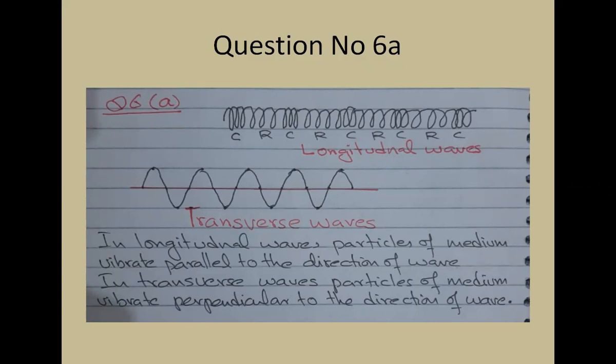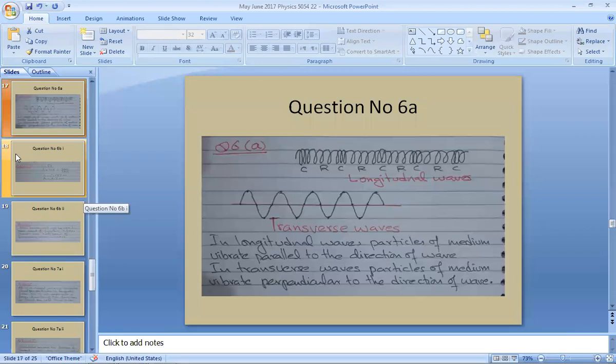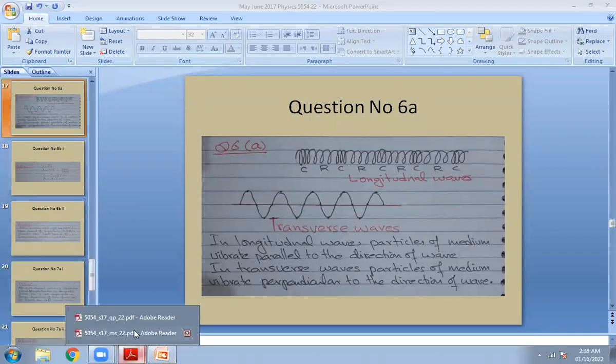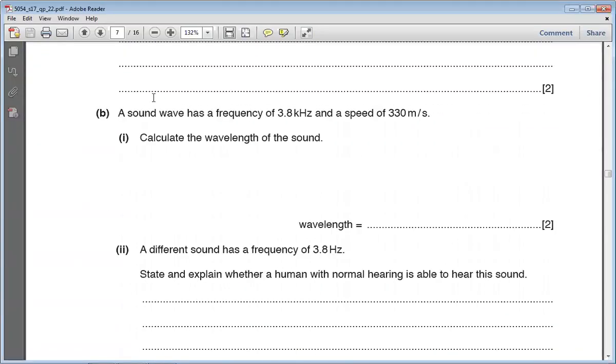Another difference you can write is that the longitudinal waves comprise compressions and rarefactions, whereas the transverse waves comprise crests and troughs. So this was question number 6A part. Okay, so let's move to the next part.